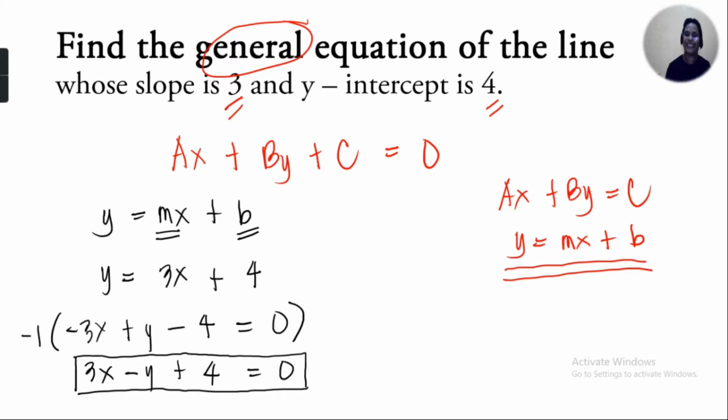Pag sinabi pala natin na y-intercept, ito yung point kung saan dumaan yung line or dadaan yung line sa y-axis. So, ibig sabihin, ang 3x minus y plus 4 is equal to 0 will pass at the y-axis at positive 4.